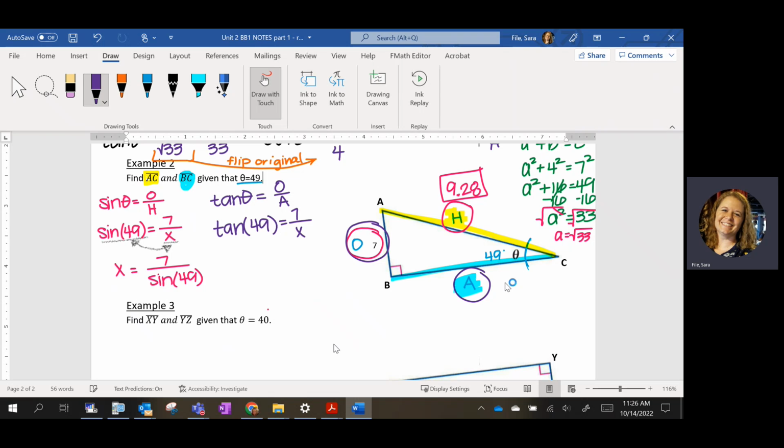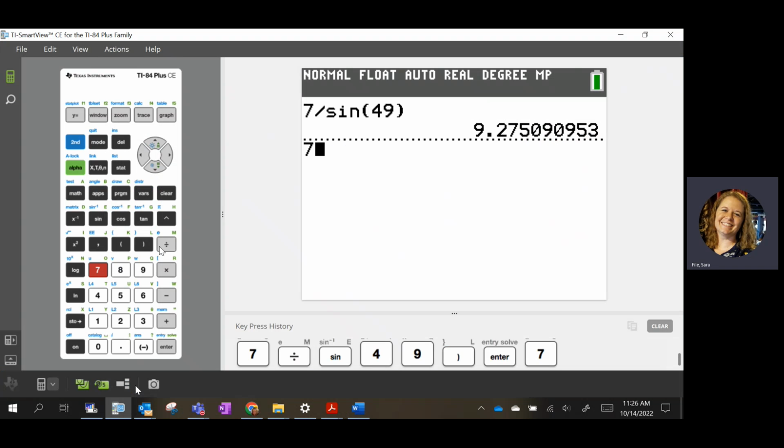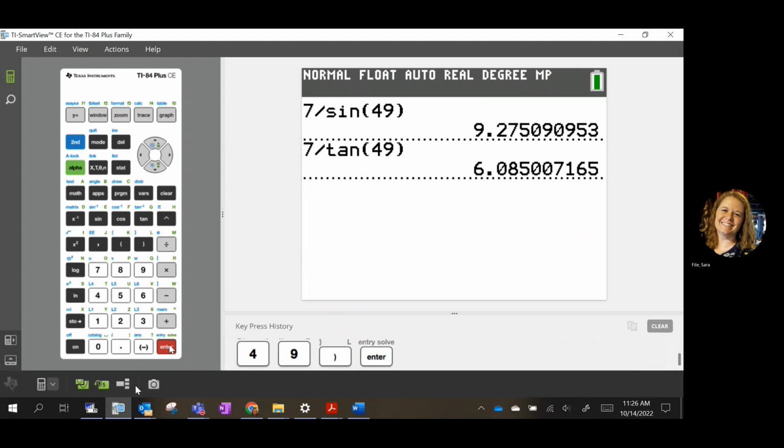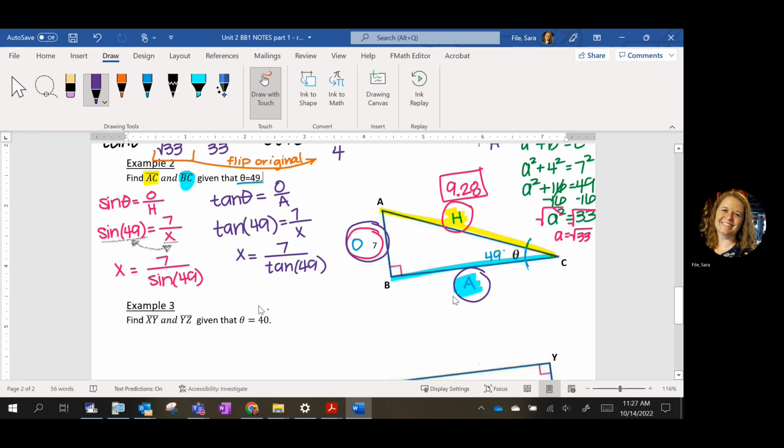And so I'm missing the denominator again. So the same thing's going to happen. The trig function and the denominator just switch spots. So it's almost the exact same thing. It's just tangent instead of sine. So I go back to my calculator. 7 divided by tangent of 49. And that's approximately 6.09. Remember that if the next digit's 5 or higher, it rounds this up. So 6.09 for this side length.